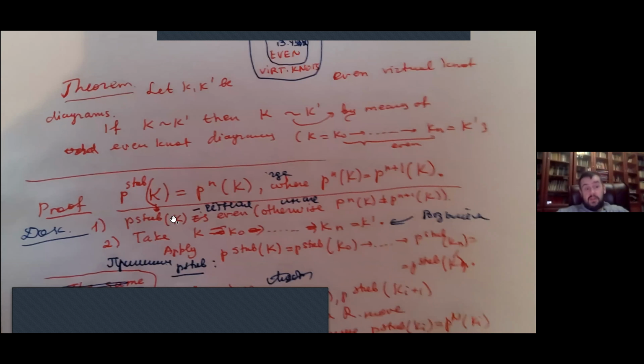Доказательство почти очевидное. Предположим, что у нас есть некоторая цепочка. So here I have forgotten to write in Russian, so I will pronounce it in Russian. И, okay, так что предположим, что есть два узла K и K штрих, у которых эти две диаграммы являются четными, все перекрестки четные. Если они эквивалентны, то можно от первой перейти ко второй с помощью такой цепочки: K равно K0 и так далее, Kn равно K штрих.